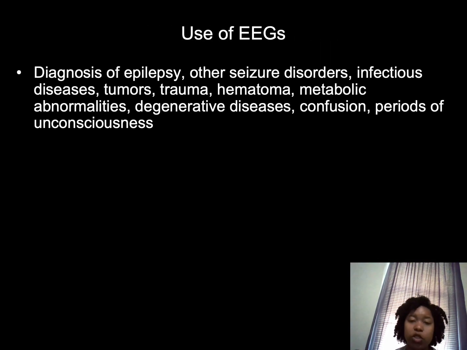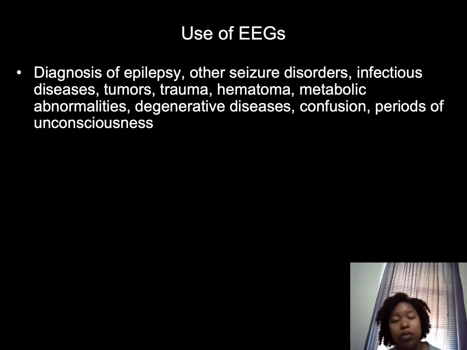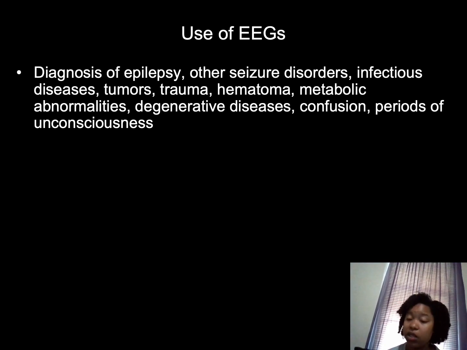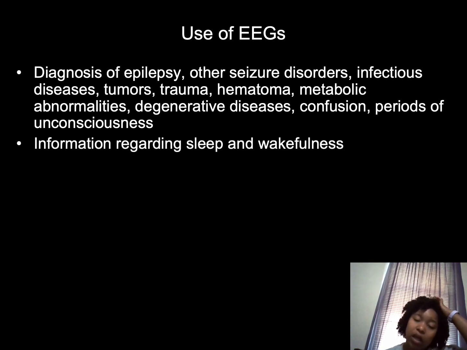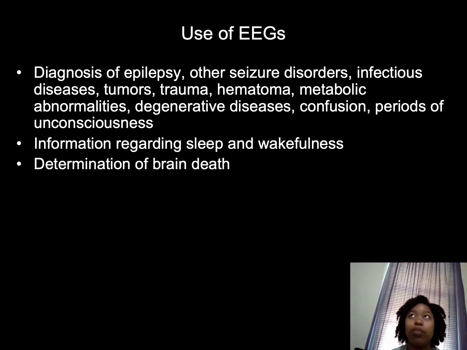So what are these machines used for? People use them in order to diagnose epilepsy and other seizure disorders, infectious diseases, tumors, trauma, hematomas, metabolic abnormalities, degenerative diseases, confusion, and periods of unconsciousness. So it's basically evaluating the brain waves in order to interpret some of the things that are going on within it. It's also used for information regarding sleep and wakefulness, and determination of brain death.